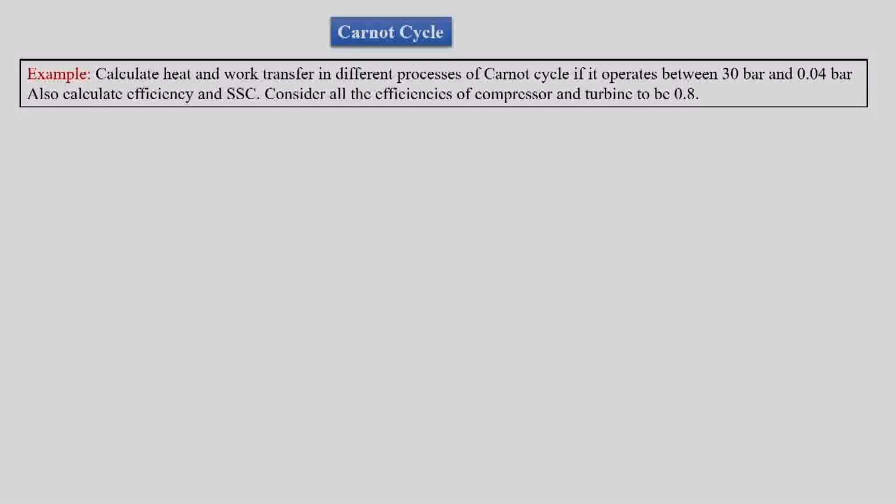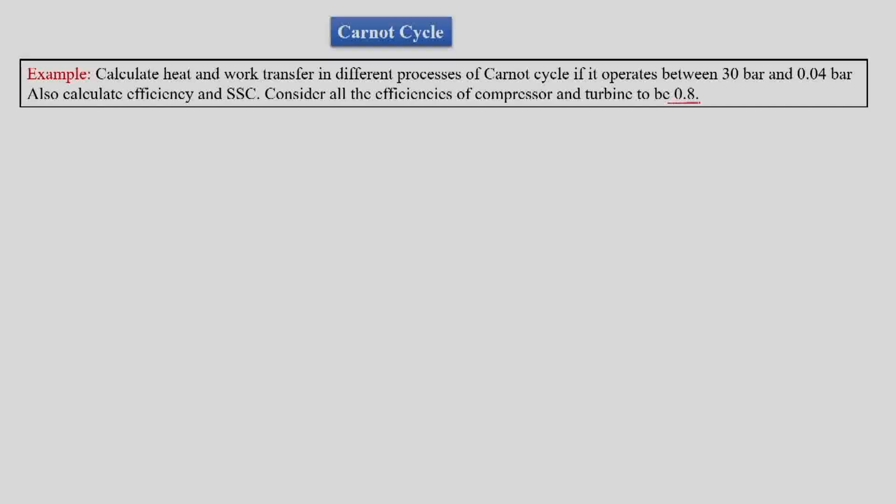So we will solve the same example now from a different perspective, which states that we are given 30 bar and 0.04 bar as the boiler and condenser pressures. We again have to find out efficiency and specific steam consumption, but now we are told that the turbine and compressor are not ideal. Turbine and compressor efficiencies are 0.8 or 80%.